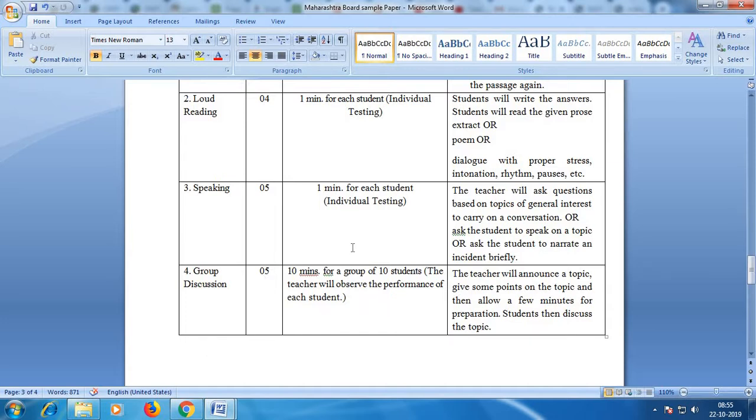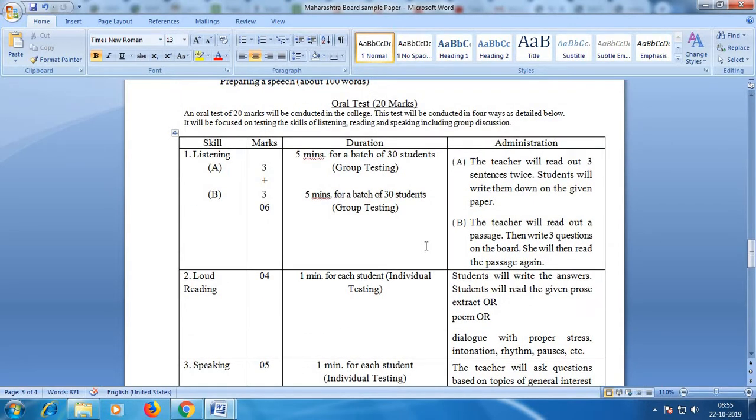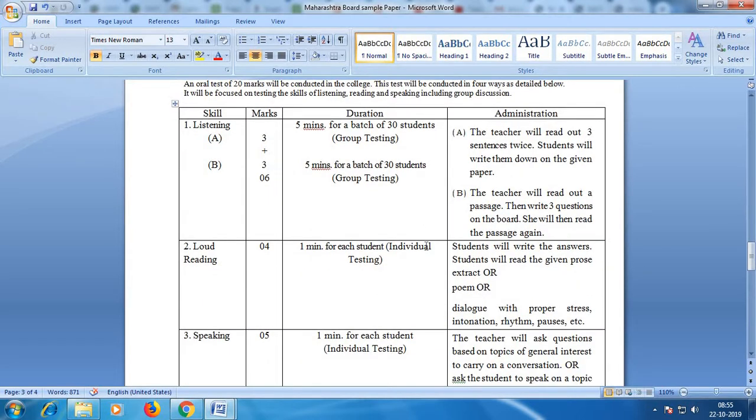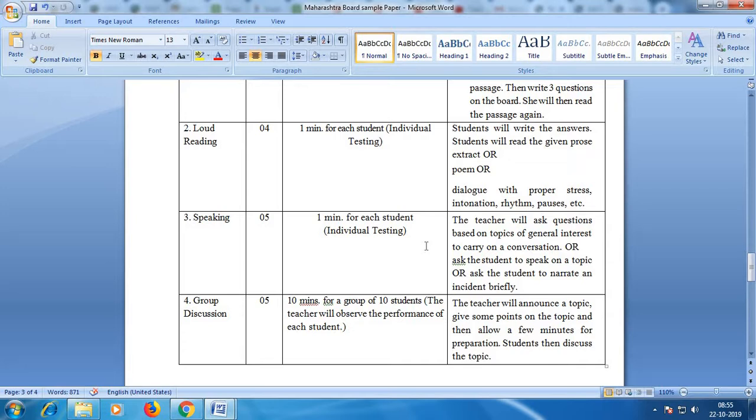Fourth is group discussion, 5 marks, 10 minutes for a group of 10 students. The teacher will observe the performance of each student. The teacher will announce a topic, give some points on the topic, and then allow a few minutes for preparation. Students then discuss the topic. So this is what happens in group discussion, also say oral testing. So these are the areas tested: listening, loud reading, speaking, and group discussion. These are the 4 aspects that they test.